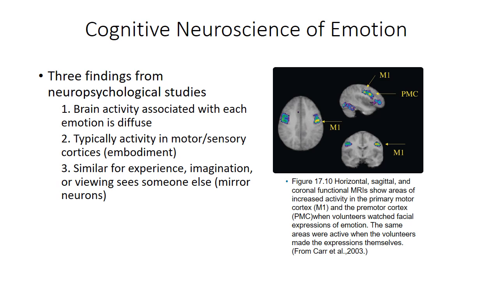Okay, so you can see that it's not just the amygdala involved here. We've got diffuse areas of the brain involved in emotions, including motor and sensory areas, and all of this can be activated through actually experiencing the emotions or imagining or viewing emotions.